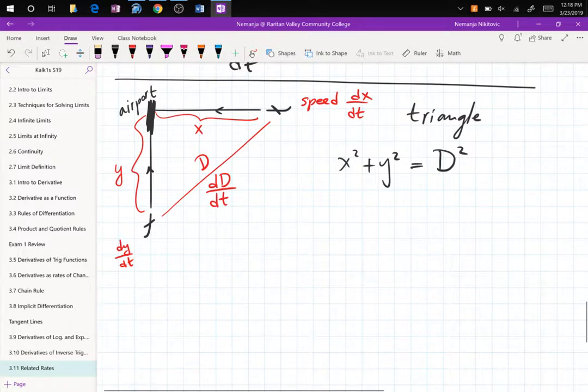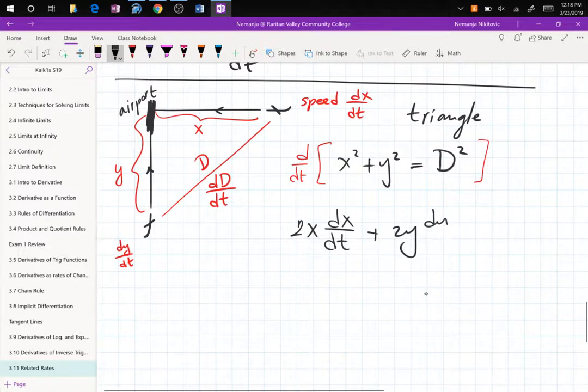Remember, they're not going head to head, so you can't just take their speeds and simply connect the two speeds. They're doing this in space, so we have to use this formula. Now when you hit this with the derivative in time, what do you have? 2x dx/dt, we took the derivative of x with respect to time, plus 2y dy/dt, and 2D dD/dt.